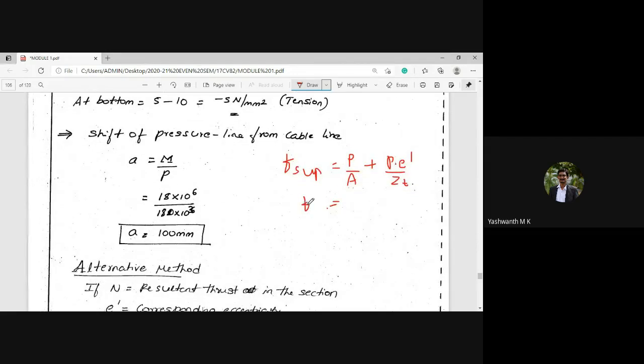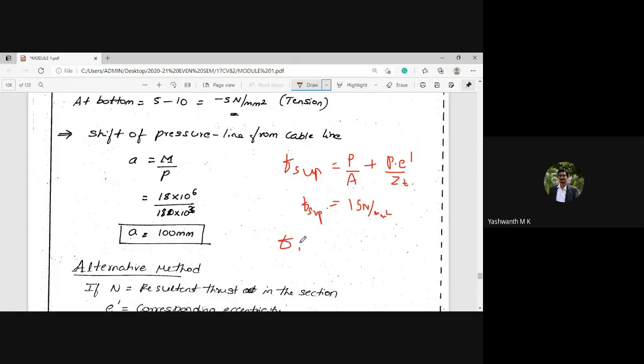You will get F superior equal to P by A plus P dash by Z. You know what is the P, you know what is the A, you know what is the pre-stressing force, you know Z, and E dash also you know, that is 100 mm because it is equal to A. So you will get 15 Newton per millimeter square. Please check the answer by substituting.